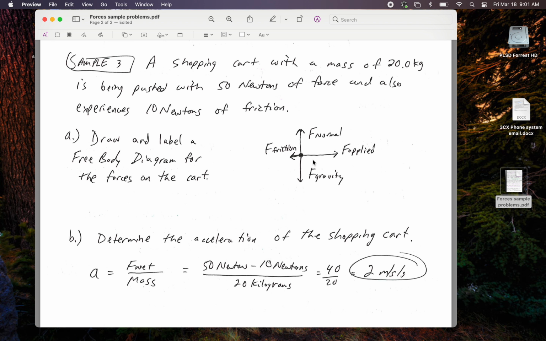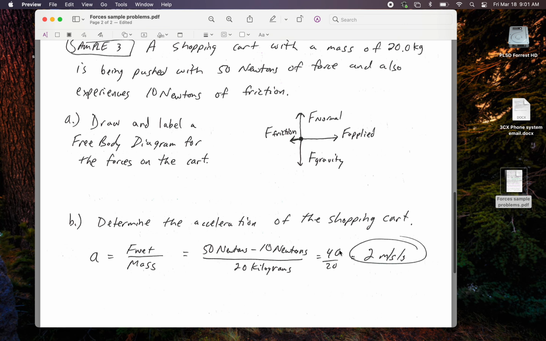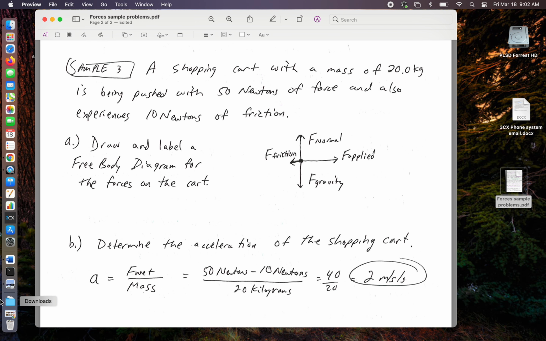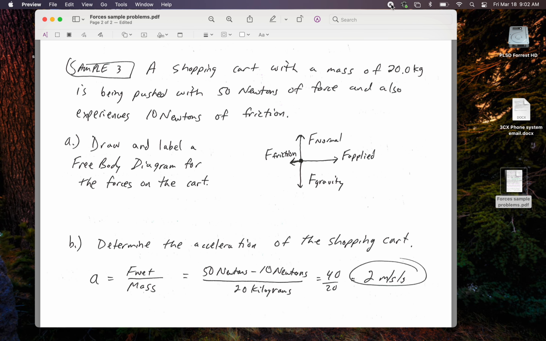If for some reason I had multiple forces going in the same direction, then instead of subtracting the 10 newtons from the 50 newtons, I would add all the forces acting in the same direction and just subtract forces acting in the opposite direction. And that would be how we get our net force. Remember, the net force is the total unbalanced force of the system. So I think this is a really nice one relating the free body diagram to Newton's second law. Hope that helps you understand how to solve those problems.